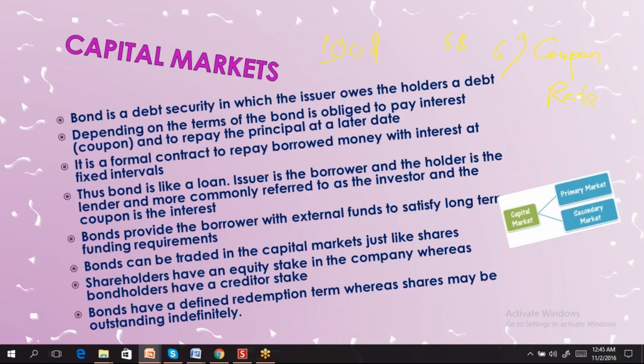But we know the shares have no redemption. Shares will remain all the time in the company till the company goes for liquidation, or in certain exceptional situations where the company is given the right to purchase its own shares.